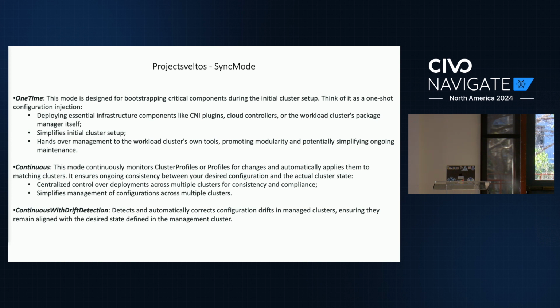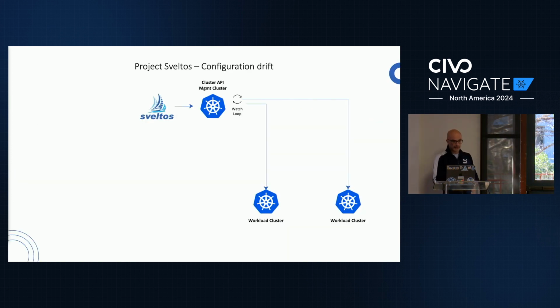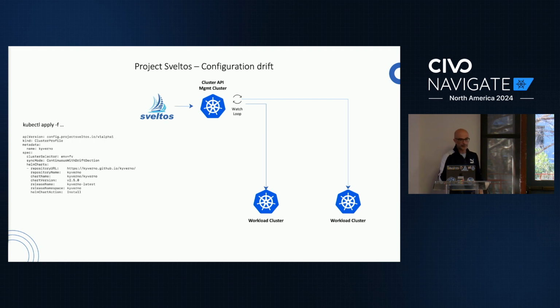But if you are with drift detection, as soon as you change the configuration in the managed cluster, it's different than the expected one. It will immediately override it back and say, look, this is what you wanted. You told me to keep it this way, and I'm going to keep it this way. And yeah, this is the example with the configuration drift.